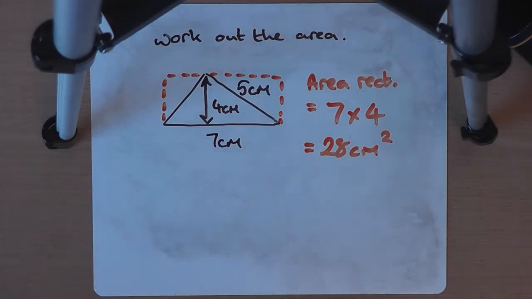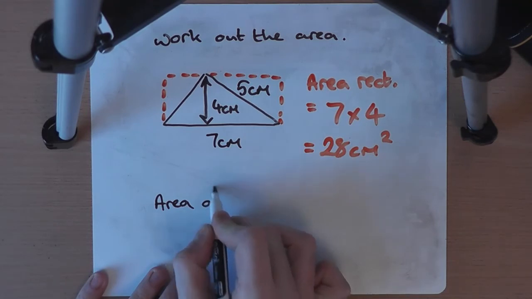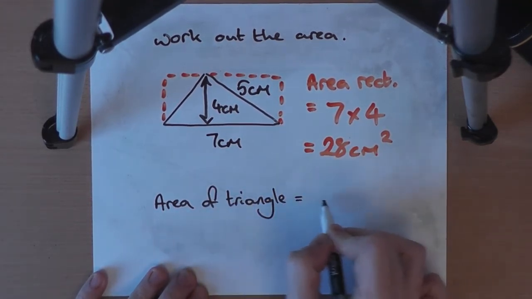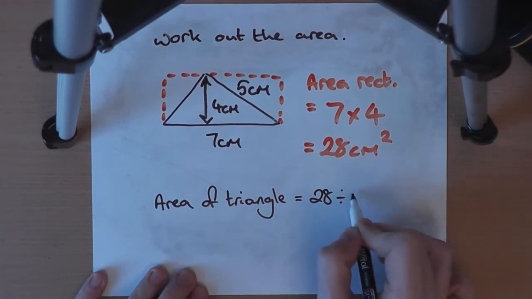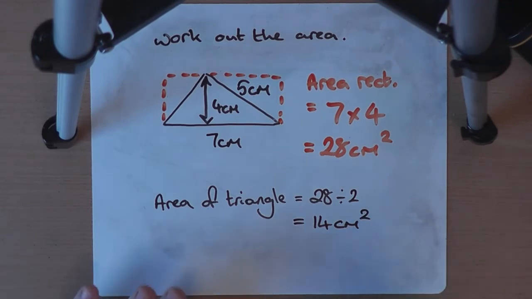We weren't interested in the area of the rectangle, however, we wanted the area of the triangle, and the area of the triangle must be half the area of that rectangle, so the area of the triangle that we actually want must be 28 centimeters squared divided by 2, which is 14 centimeters squared.